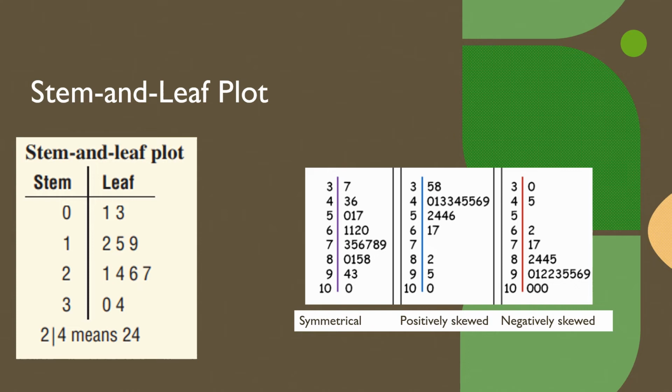Again, we should be pretty familiar with these. We've seen them before several times, but a quick recap. The stem represents, well, it depends on the context of the data. In this case, it's the tens units, whereas the leaves are the units. So there's also a key there. So 2 line 4 means 24.